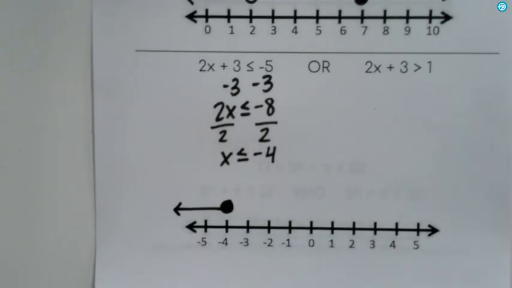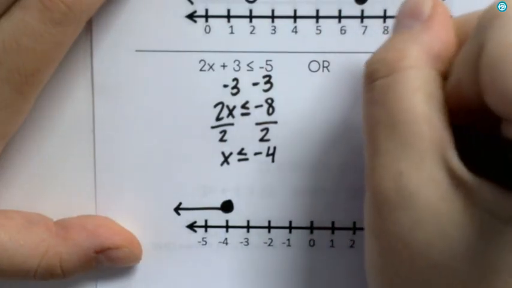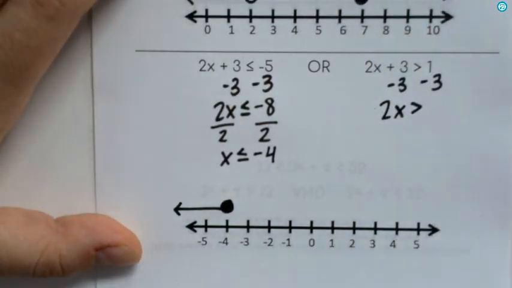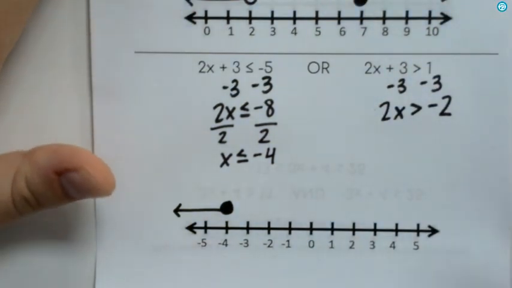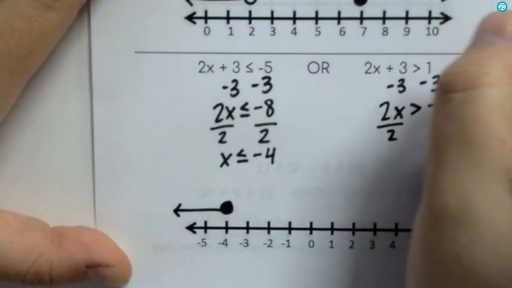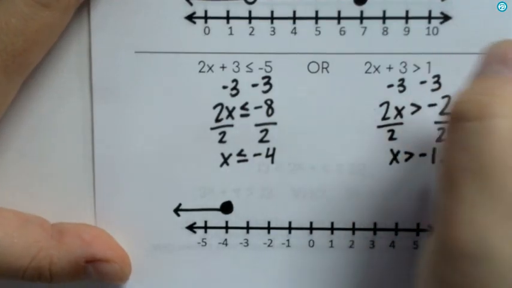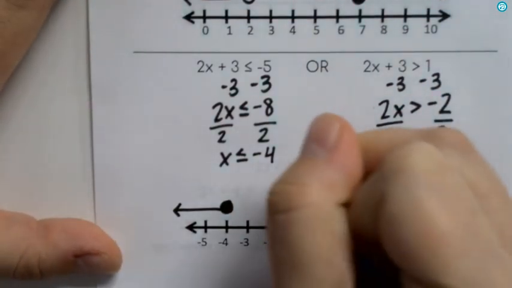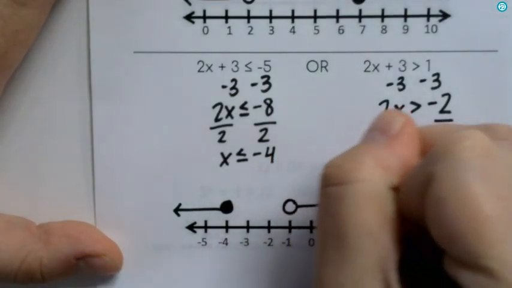And then for our other one, we've got 2x plus 3 is greater than 1. So we'll still subtract 3, divide by 2. Subtract 3. 2x is greater than 1 minus 3, which is negative 2. And I divide both sides by 2. x is greater than negative 2 divided by 2, which is negative 1. So I got an open circle at negative 1. I'm greater than that, so I'm going this direction.